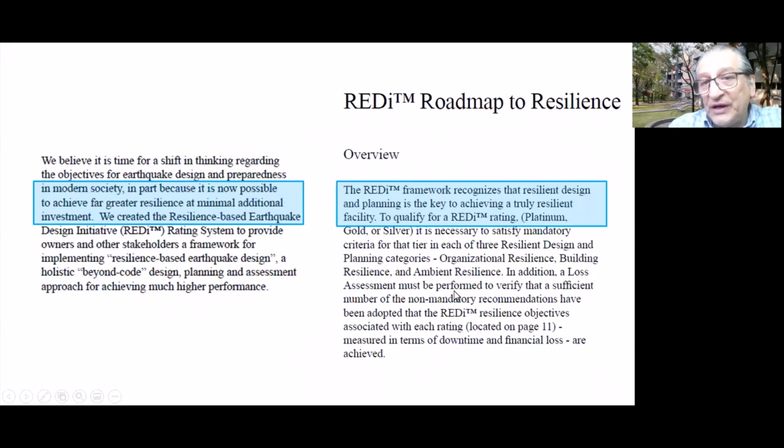I'm addressing two paragraphs that I took from the READY, in which I want to outline to you that it says here that it is now possible to achieve far greater resilience at minimal additional investment. This is not a problem of cost or money. Also, we need to understand that long-term planning is the key to achieving a truly resilient facility.